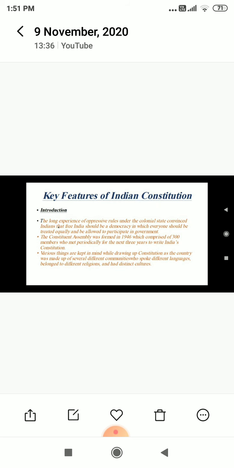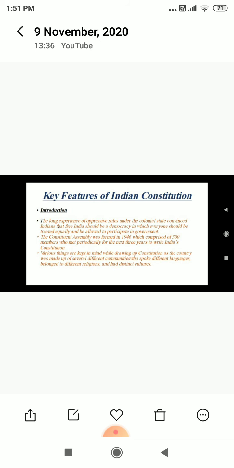When the Indian Constitution was formed, it was highly influenced by colonial rule, because the long experience of oppressive rule under the colonial state convinced Indians that free India should be a democracy in which everyone should be treated equally and allowed to participate in government. It means the law of equality is granted to each and every citizen of India.